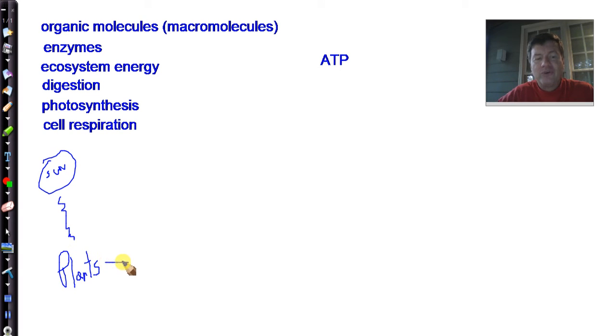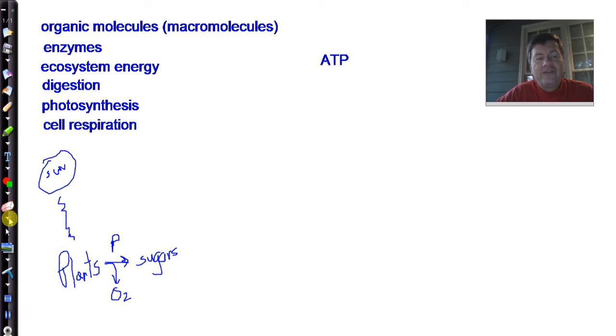Ultimately, plants are going to, through photosynthesis, I'm just going to do a P for photosynthesis, produce sugars. The sugars are going to be basically stored sun energy, stored solar energy. That's where the energy is now. As part of the production of sugars, they're also going to release a waste product, oxygen, obviously critical.